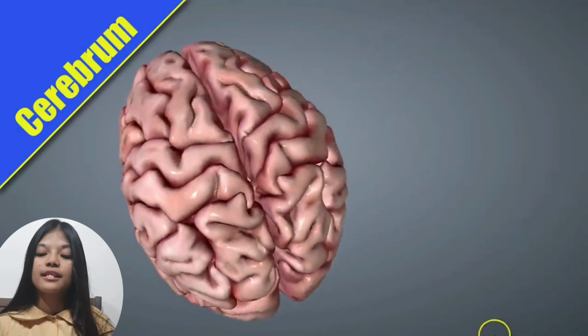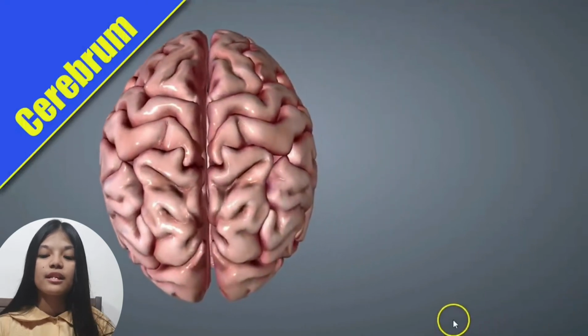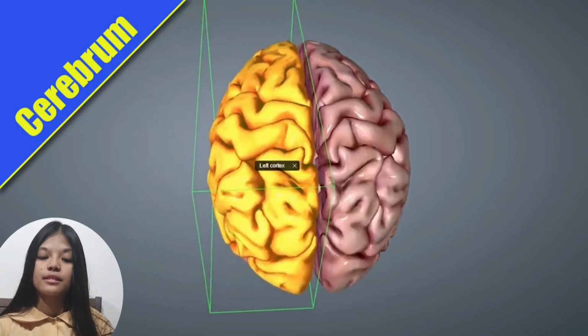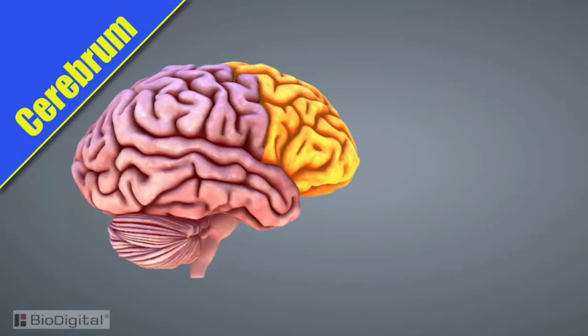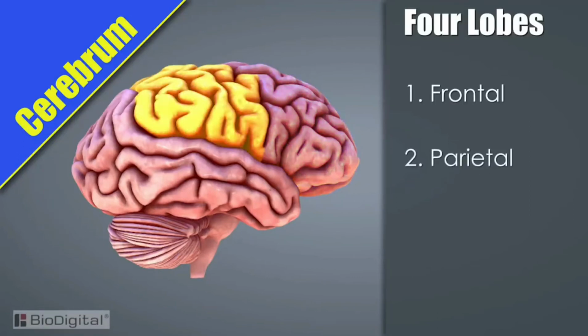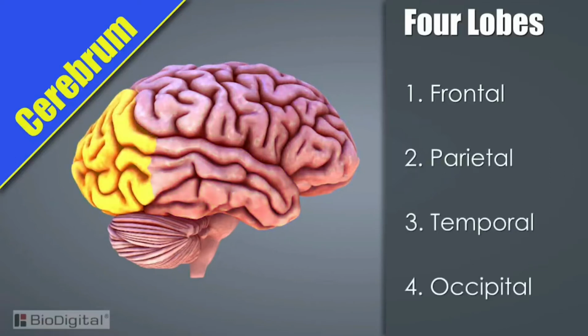The first section is the cerebrum. This is the largest section. It's divided into two major hemispheres, which are the right and left hemisphere. The cerebrum is divided into 4 lobes. These 4 lobes are the frontal, the parietal, the temporal, and the occipital.